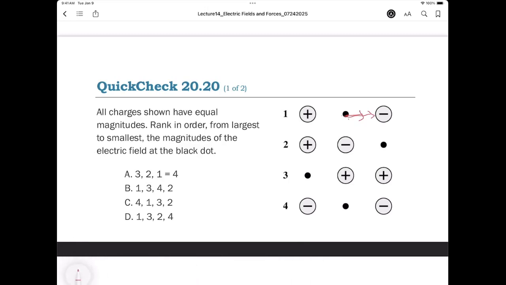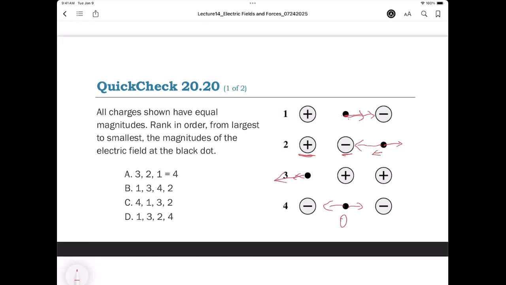Which means this one is just a 2 plus, and for the positive, it should be outward. For the negative, it should be inward, towards it. But this one is bigger, so the total will be in this direction, and this is outward, outward. This one is inward, inward, so this one will be 0, and this one is the smallest.